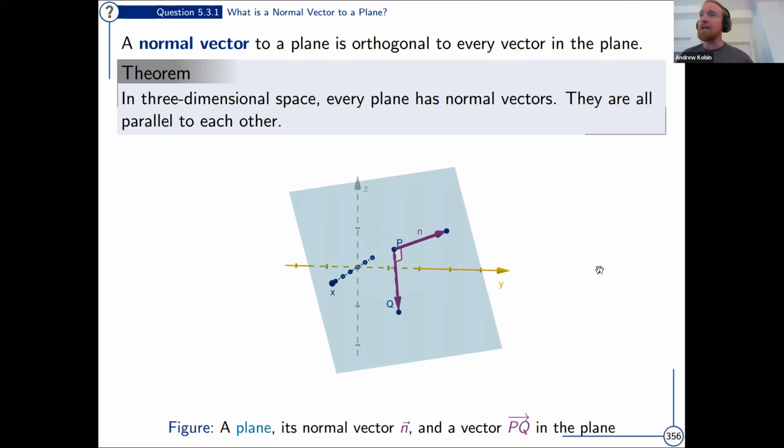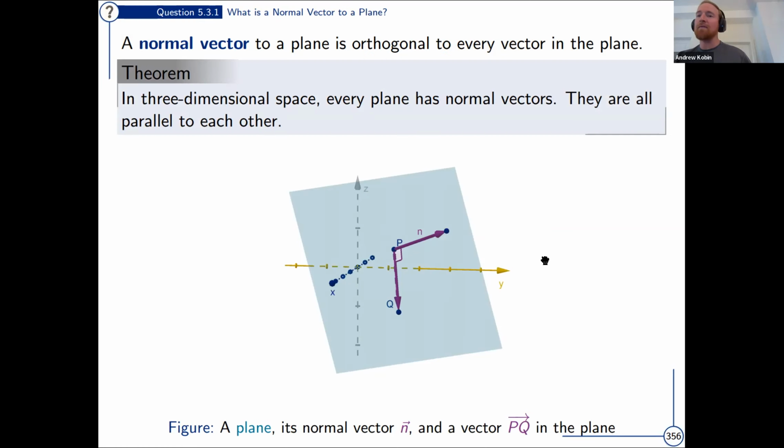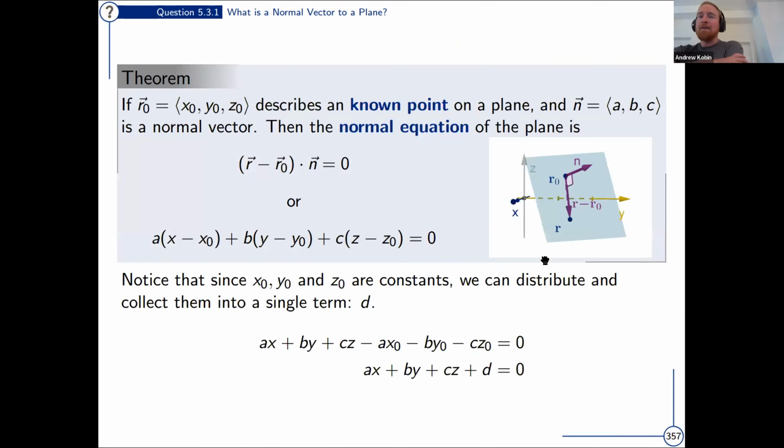You can use linear algebra to prove this rigorously, but we'll take this on faith that every plane in 3 dimensions has normal vectors, just like every line in 2 dimensions has normal vectors, and here's one of them shown. The question now is, how do we find a normal vector given whatever input information we have about the plane? And here's the useful theorem that we'll just sort of use as a definition of a normal equation, although it really is a theorem that this works.